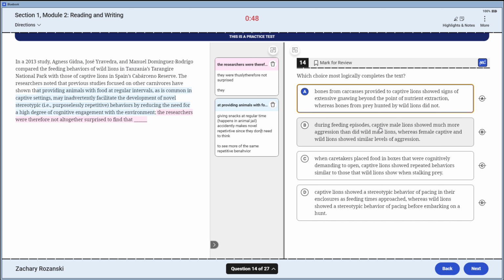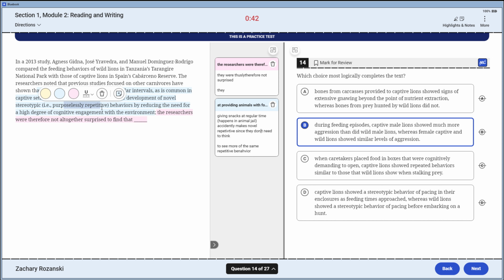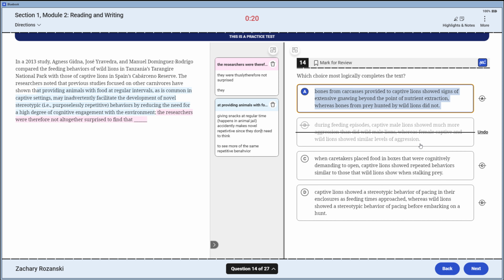During feeding episodes, captive male lions showed much more aggression. No, they're just tweaking out, chewing on nutrients. There's no such thing as aggression here. When caretakers placed food in boxes that were cognitively demanding to open, captive lions showed repeated behaviors similar to those used while stalking prey. Captives. No, they were not altogether surprised. So they want more of the same. A is the right answer.